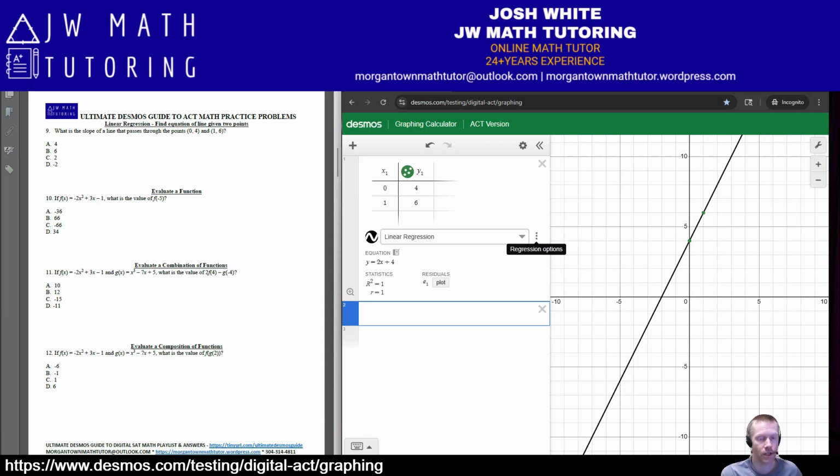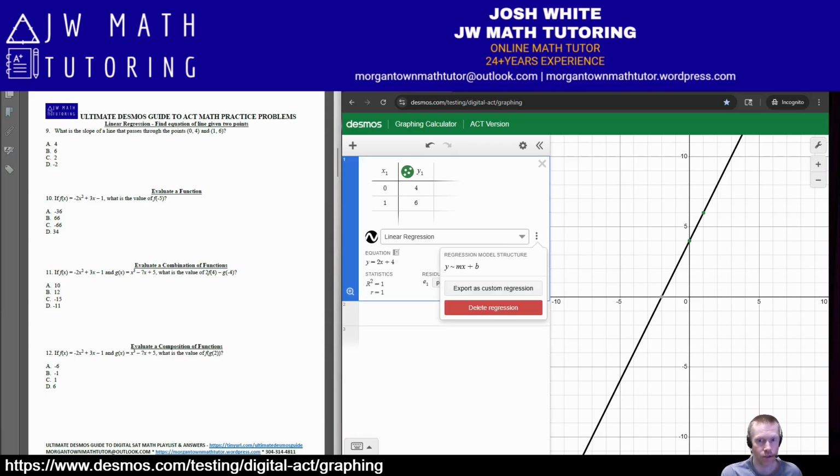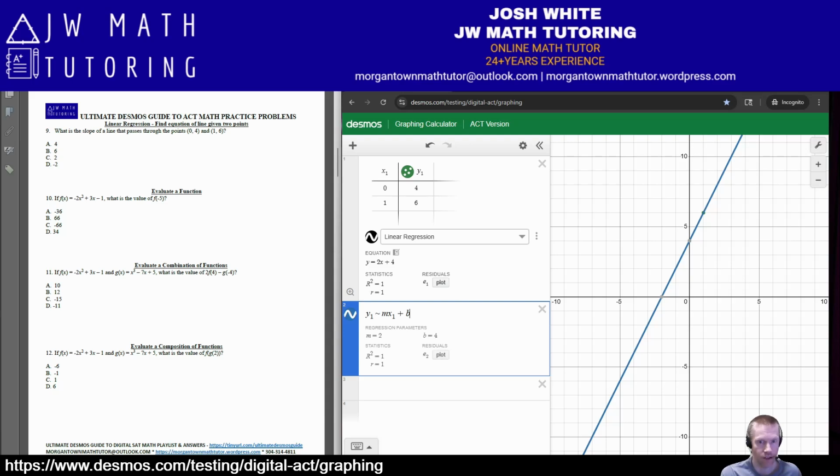If you want to carry the values over, what you have to do is click here and click this. And now it basically shows what I was typing on the last problem. And now M is stored as 2 and B is stored as 4.